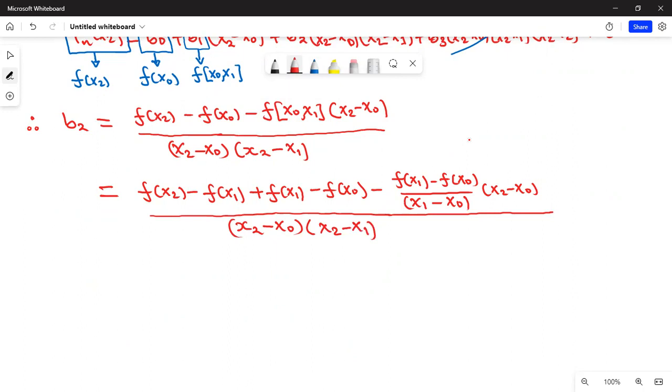We can simplify this further. This can as well be written as f of x2 minus f of x1 over x2 minus x1, then minus f of x1 minus f of x naught over x1 minus x naught.